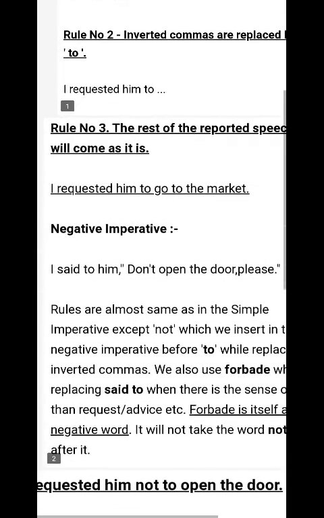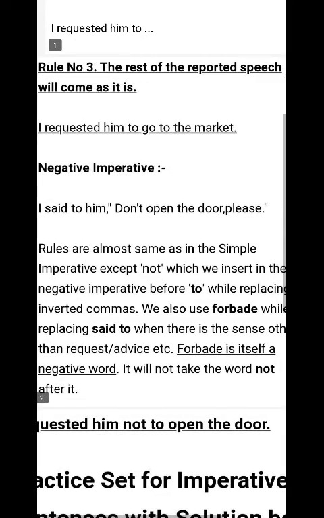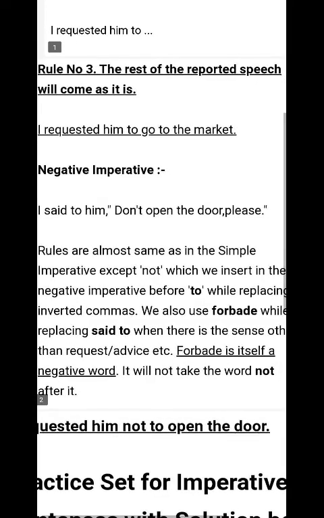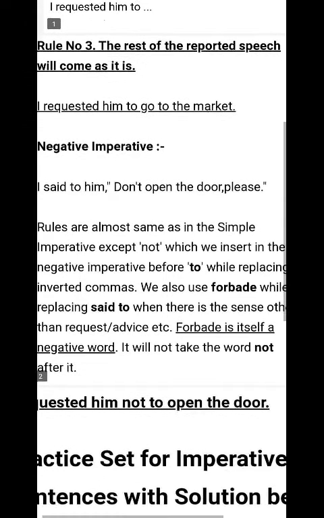Now negative imperative in case of don't. So it is better you write forbade. The present tense is forbid. In order to do it in past, you have to write forbade. Or if you add advice, then you have to write not to. Suppose I am giving you an example.